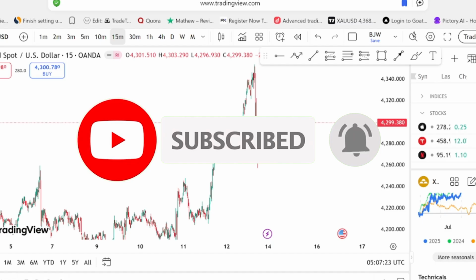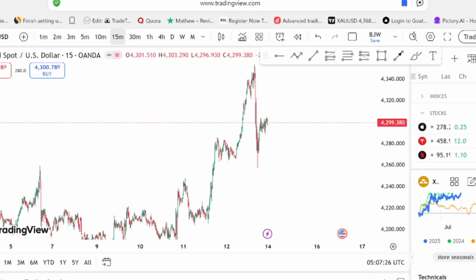And without further ado, let's dive in and guide you through how to spot a fair value gap and know what a fair value gap is in a chart.